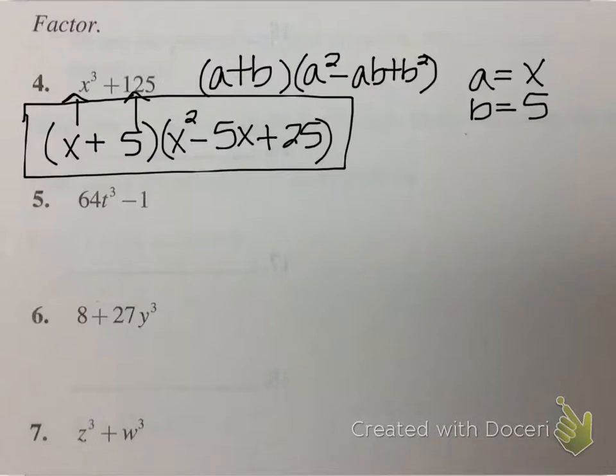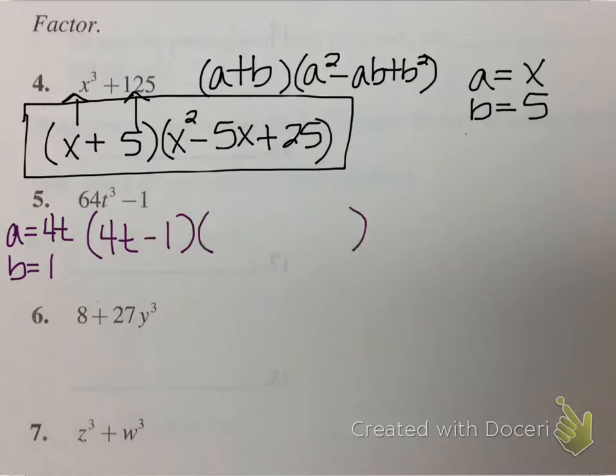So let's look at the second example here, 64t cubed minus 1. Let's identify what our a and our b are. So a is what's being cubed in my first term. So what's being cubed to get 64t cubed? Well, that's going to be 4t. And what's being cubed in my second term? Well, that's easy because it's 1. So that's going to give me 4t minus 1 is my binomial.